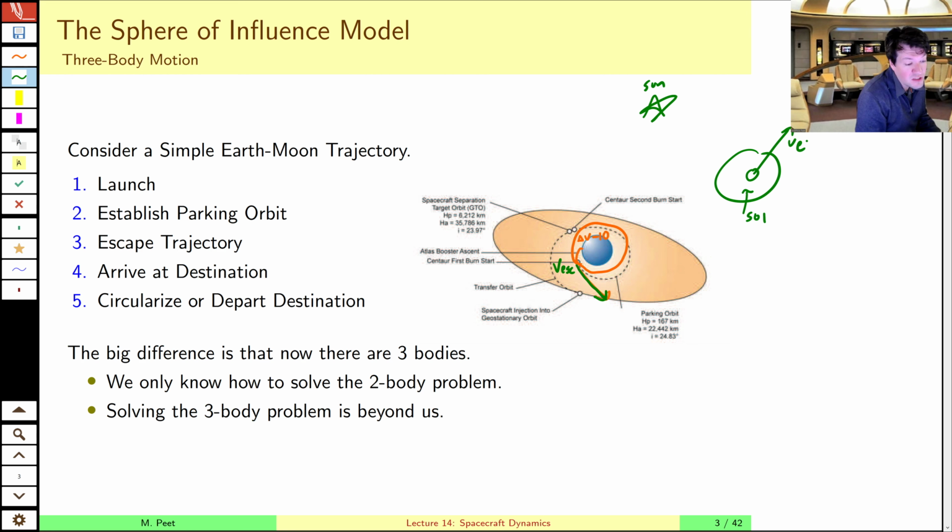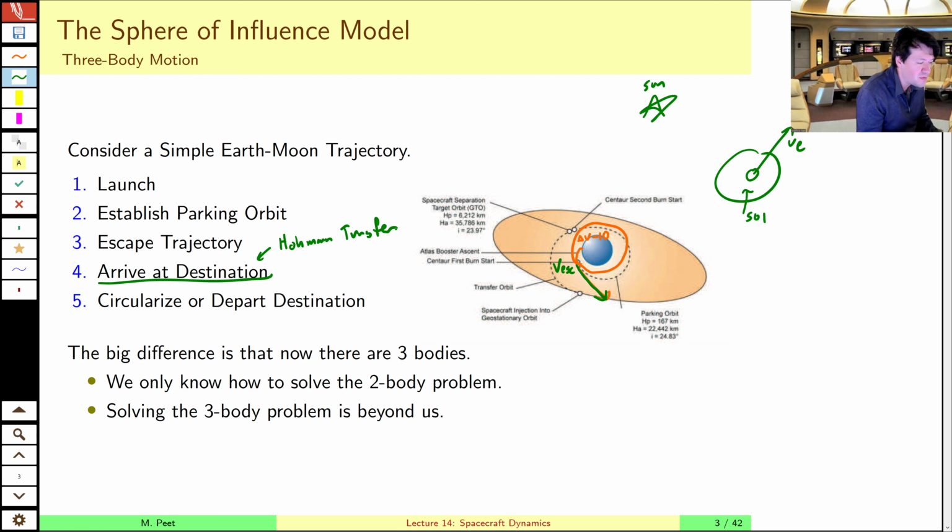And so once you leave the sphere of influence of the Earth, you have some excess velocity. And so your velocity gets added to the velocity of the Earth, right? And then you transit in some path in the heliocentric frame until you arrive at your destination. So there's a Hohmann transfer maybe here in the middle.